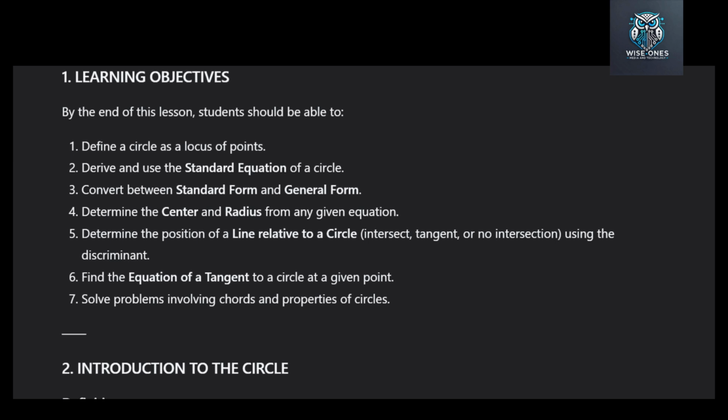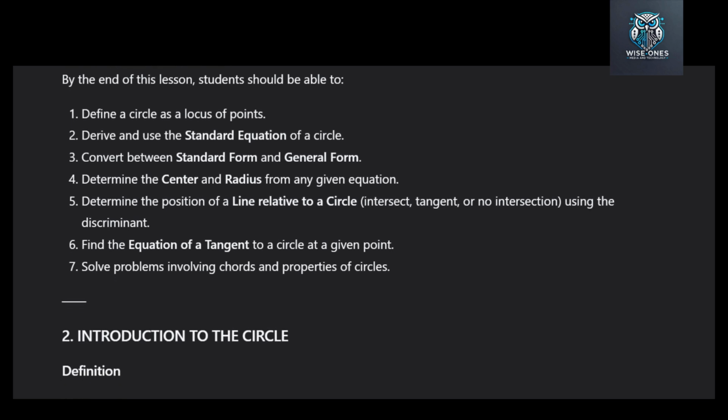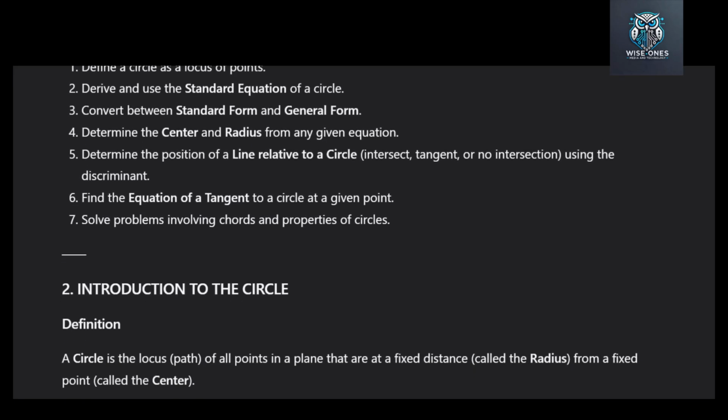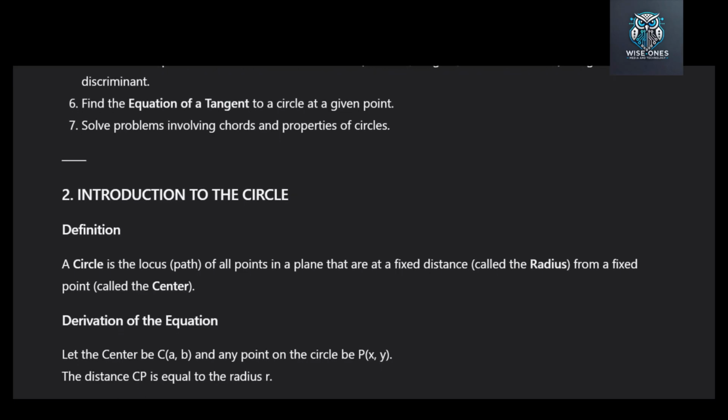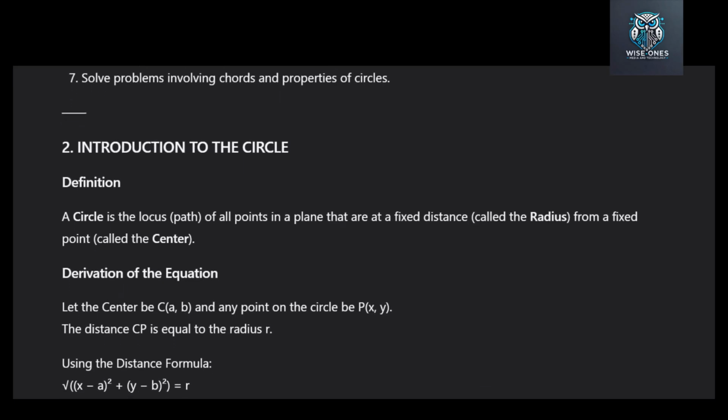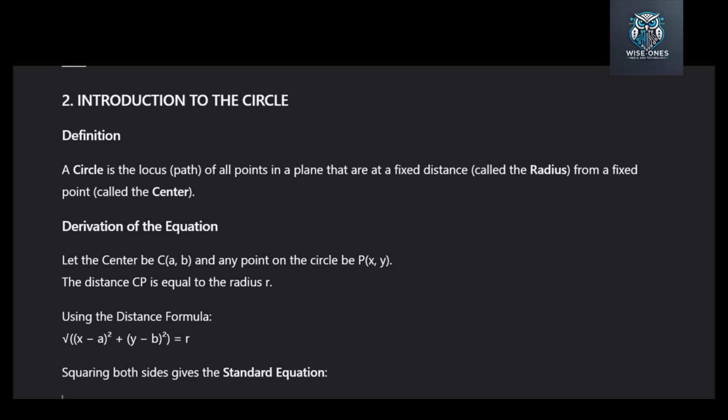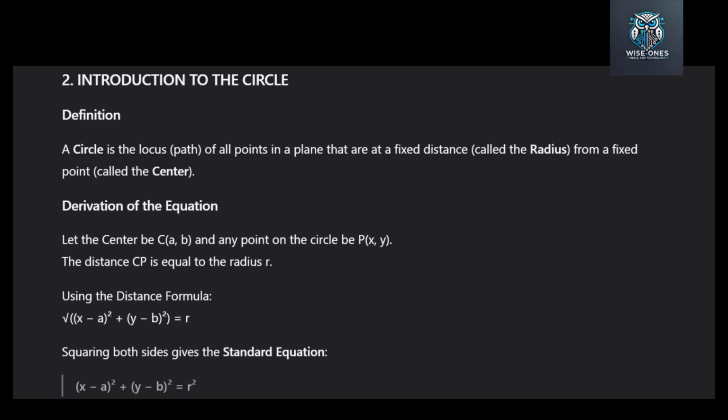Let us start with section 2, Introduction to the Circle. First, what is a circle? A circle is the locus, or path, of all points in a plane that are at a fixed distance from a fixed point. This fixed distance is called the radius. This fixed point is called the center.